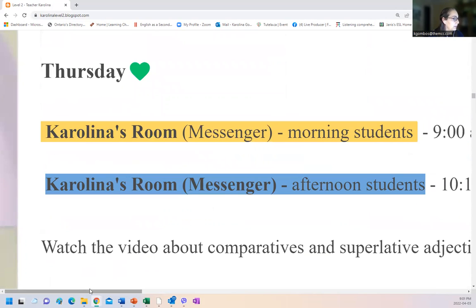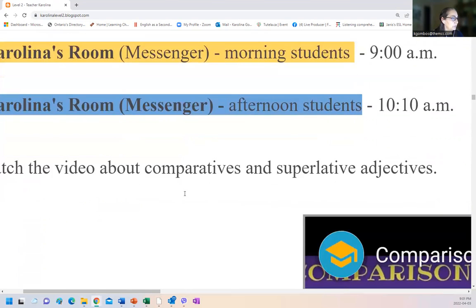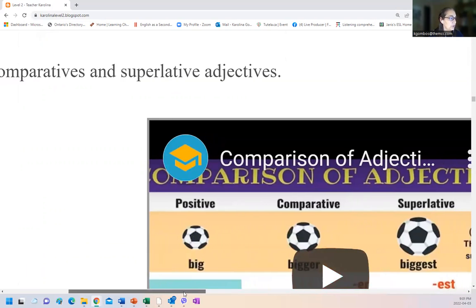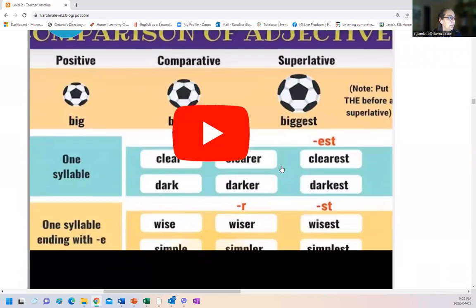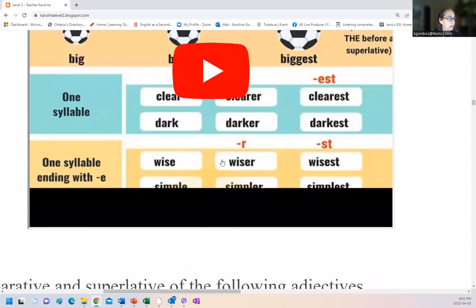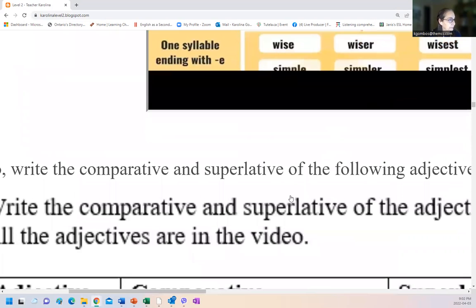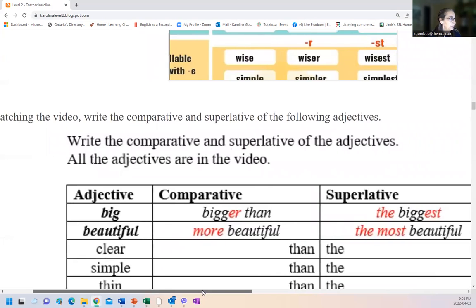For Thursday, again, we have our class at 9 o'clock for the morning and 10:10 for the afternoon. Then this one you can do by yourself and watch it by yourself, but I will be explaining during our lesson the grammar, how to compare 2 things, how to compare 3 things, and the rules. But this is very good if you cannot come to the live lesson, the Messenger room, then you can still watch this. Okay, and then this is the homework after I explain everything.